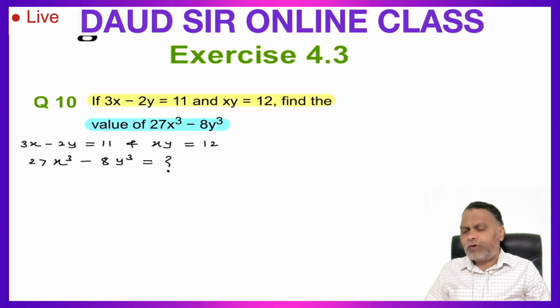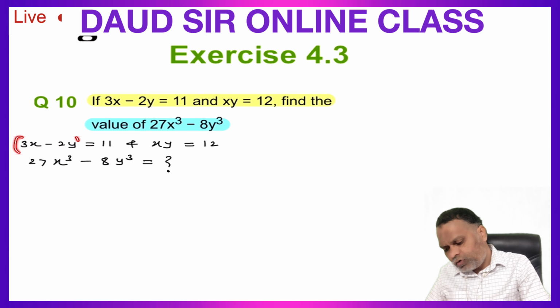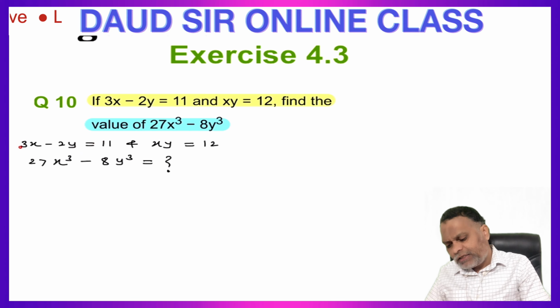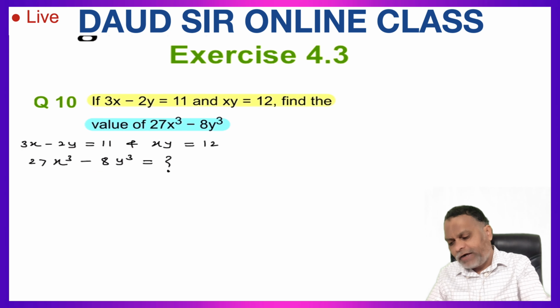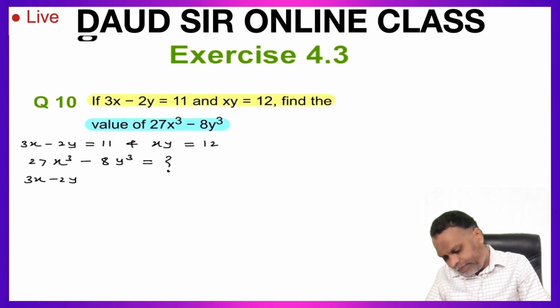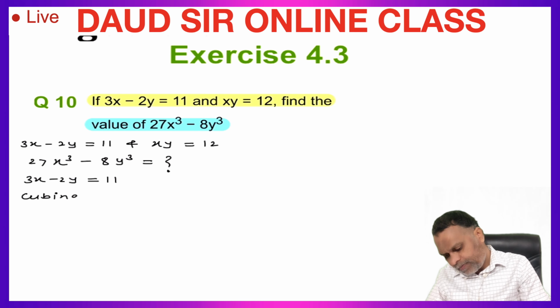This we have to find out. So notice this. This is given 3x minus 2y is equal to 11. If we are making the cube of both sides, then 3x whole cube will become 27x cube and 2y whole cube will become 8y cube. So from here we can get the value of this 27x cube minus 8y cube. So take this and cubing on both sides. So 3x minus 2y is equal to 11. This is given. Cubing on both sides.